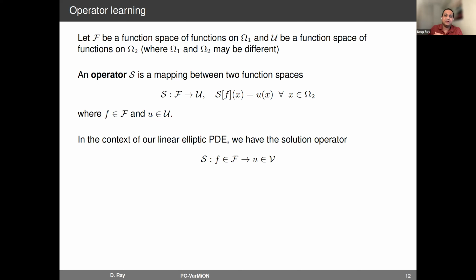If the G is also allowed to vary, the parameterization is allowed to vary, then it'll be an operator that maps f comma G to the corresponding solution u, right? So it's mapping functions to functions. So this is in the infinite dimensional setup.